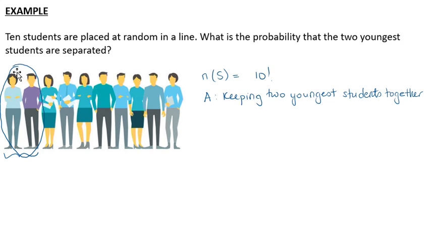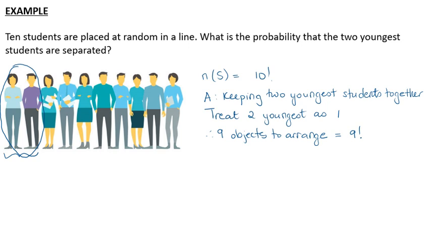So let me write that. Treat two youngest as one, right? It means we have 1, 2, 3, 4, 5, 6, 7, 8, 9. In other words, the remaining 8 plus this one gives you 9, right? So therefore, 9 objects to arrange. And that would be 9 factorial ways of arranging those 9 objects, right?